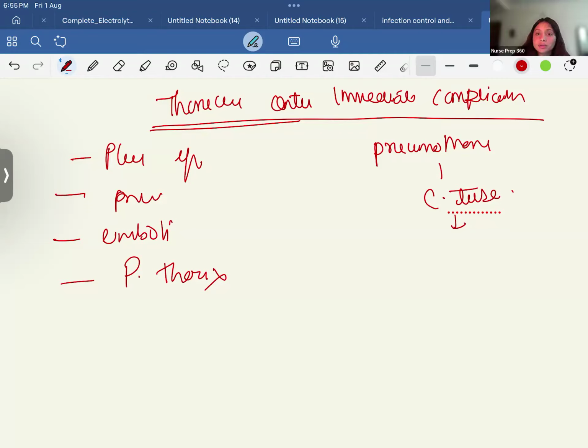Why? Because in case there is any leakage, like for the seal, then it prevents it. Yes, okay, very good. So that's why sterile water.